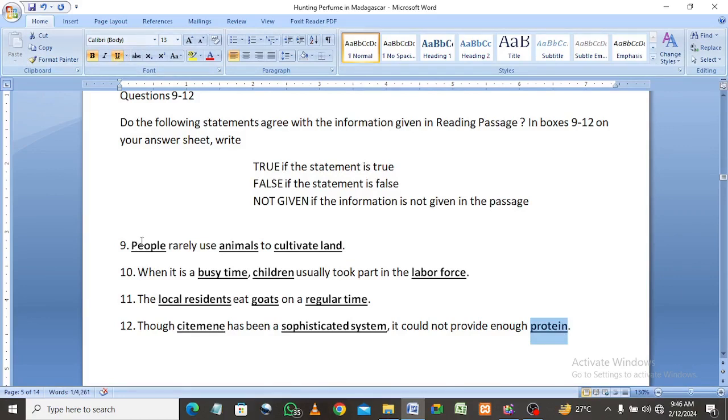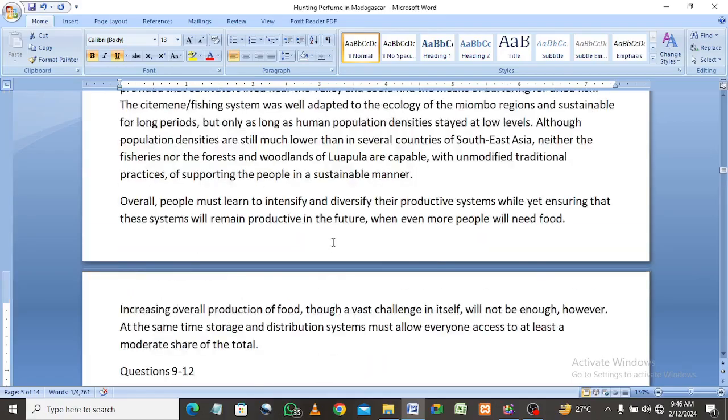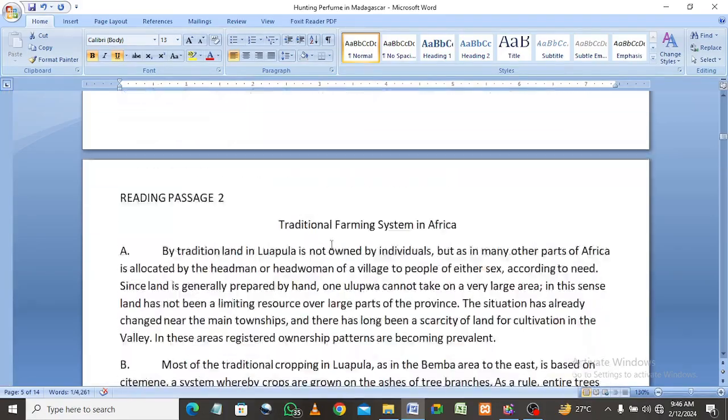Okay, now that I've underlined all the scanning keywords, let's check them in the passage. Please, in true, false, not given, all the answers are sequential. So where you find number 9, under number 9 you will see the answer to question 10. So now let's take a look. Let's search for these keywords, which are people, animal, cultivate, land. So let's dive into the passage.